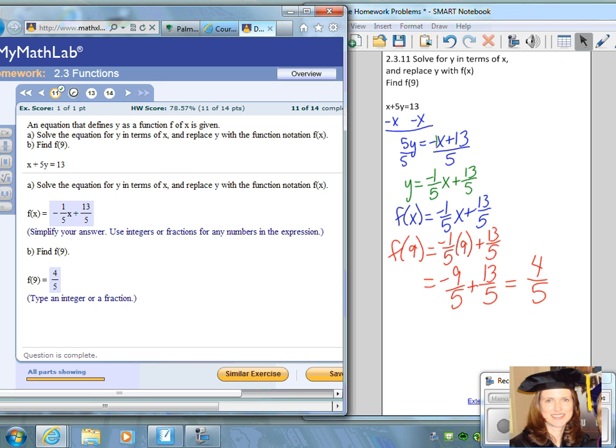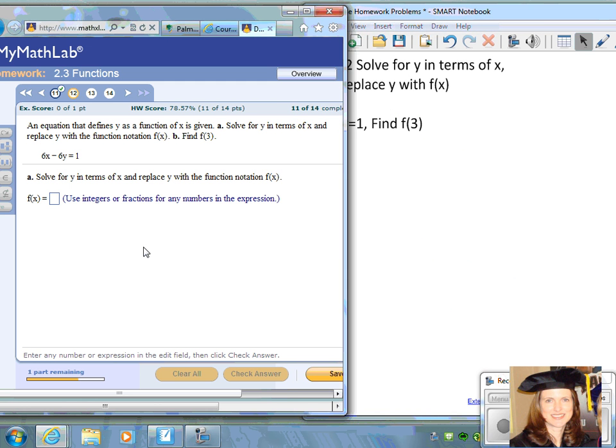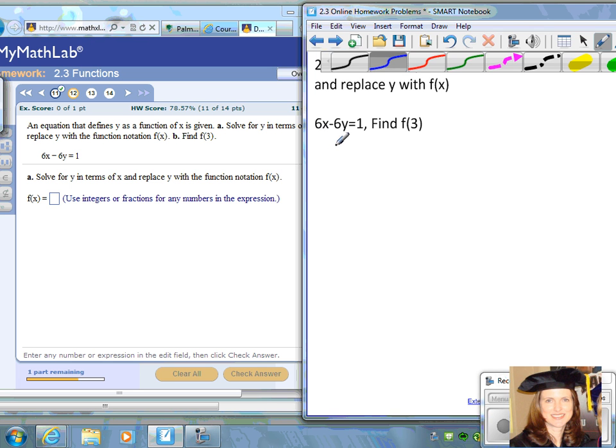Let's look at number 12. For number 12, we have an equation that defines y as a function of x. We want to solve for y in terms of x and replace y with the function notation and then find f of 3. So this is a lot like the last one. We want to solve by getting y by itself.